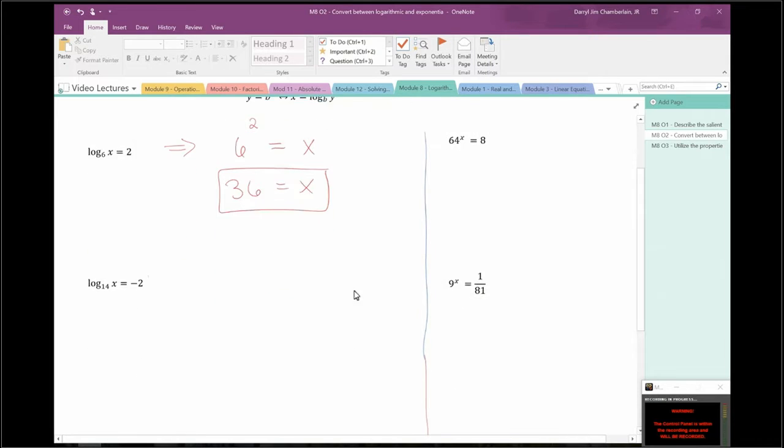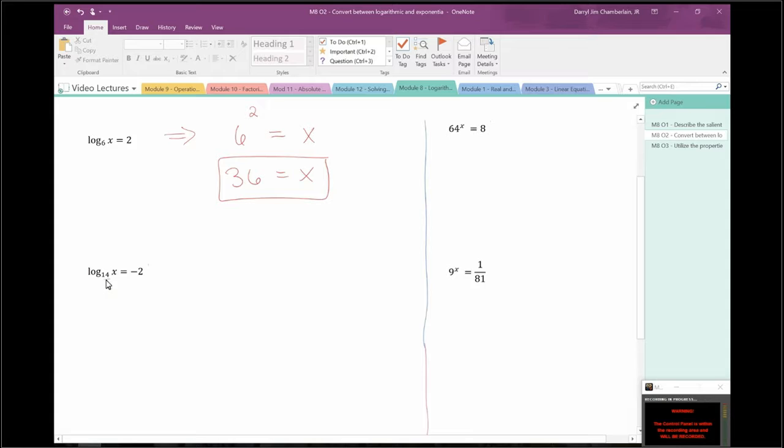So let's try that again. Log base 14, so this is our base, to the negative 2 is equal to x. Now if we remember, negative exponents mean the same thing as flipping it, and 14 squared is 1 over 196. So again, we can see if we have a log and we're not really sure how to find this x, we can convert it to the exponential form and solve.